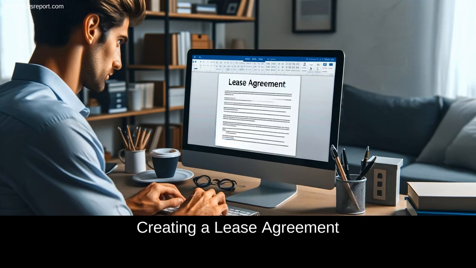Creating a lease agreement? When creating a lease agreement, it's essential to include key components to ensure the contract is legally binding and protects the interests of both parties. Start by including the names of the landlord and tenant, the property address, and the lease term, which specifies the start and end dates of the lease. Outline the rental amount, due dates, and payment methods.